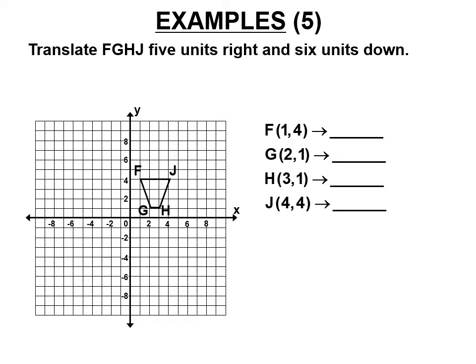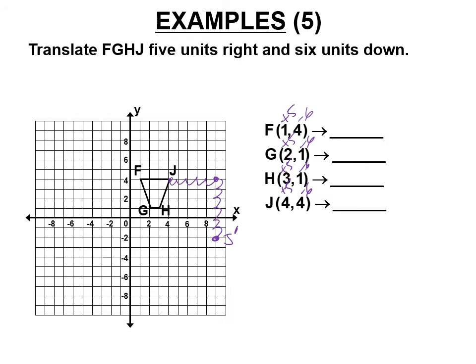Translate that trapezoid, FGHJ, 5 units right, so that means we're adding 5 to each of these, and 6 units down, so we're subtracting 6 from each of these. So let's see if we can do it both ways. I'm going to physically move it. I'm going to pick a corner and go 1, 2, 3, 4, 5 units right, and 1, 2, 3, 4, 5, 6 units down. So there's J prime right there.